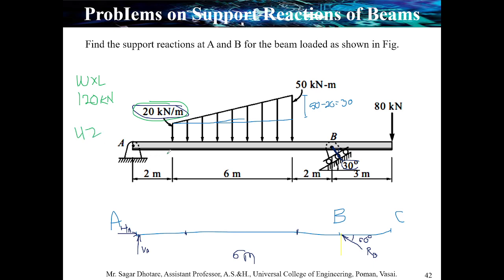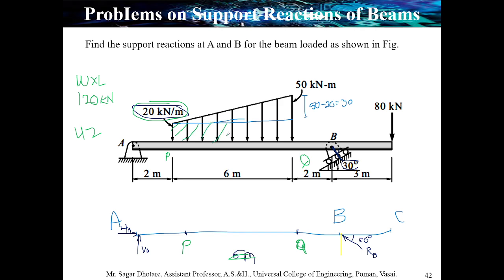let us say this point is the P point and this point is the Q point. From P to Q we have a 6 meter span. So in this 6 meter span we have to properly arrange this distributed load. So for the 20 kilonewton only we are considering this area.